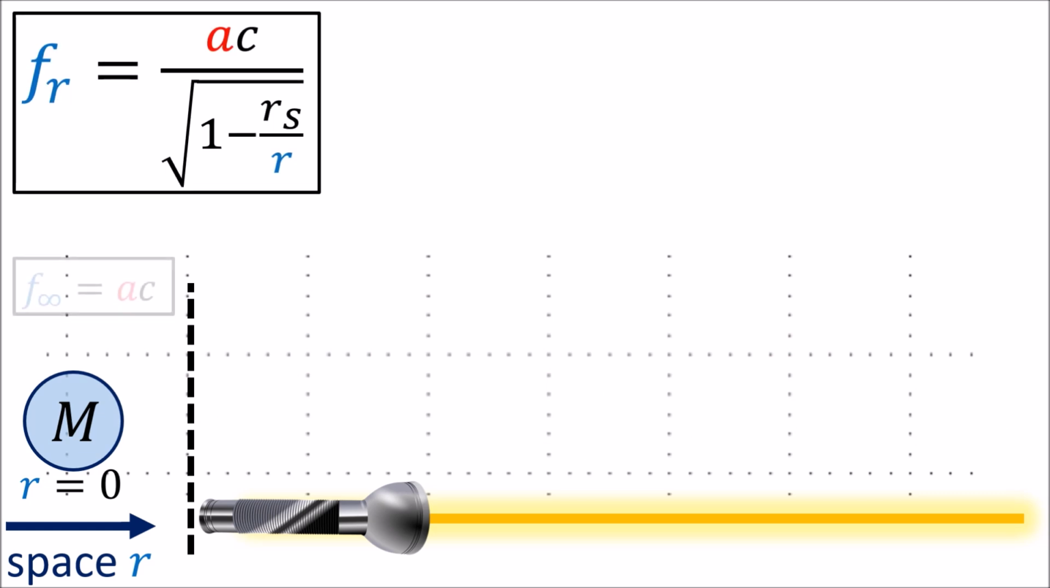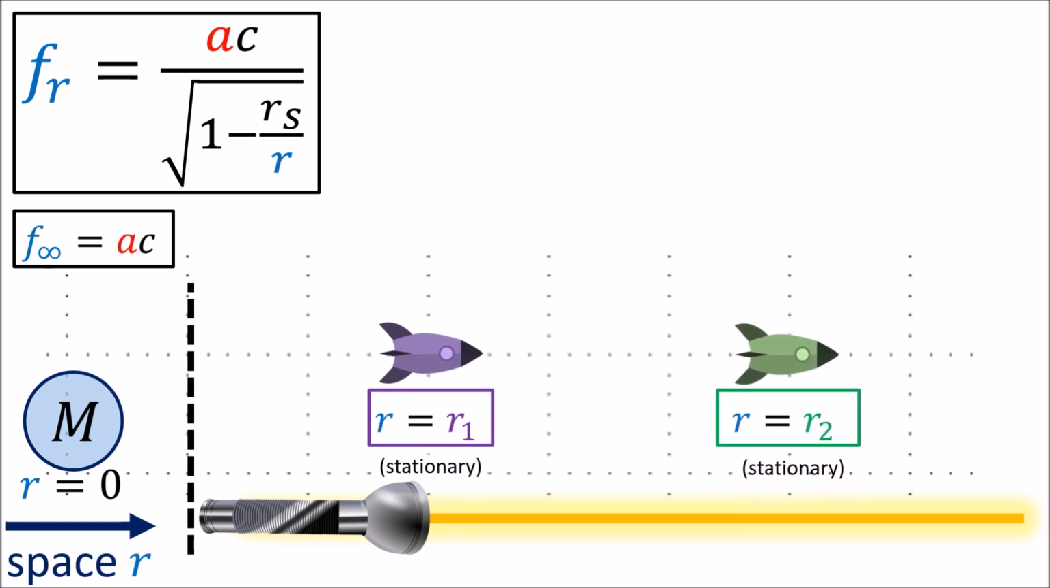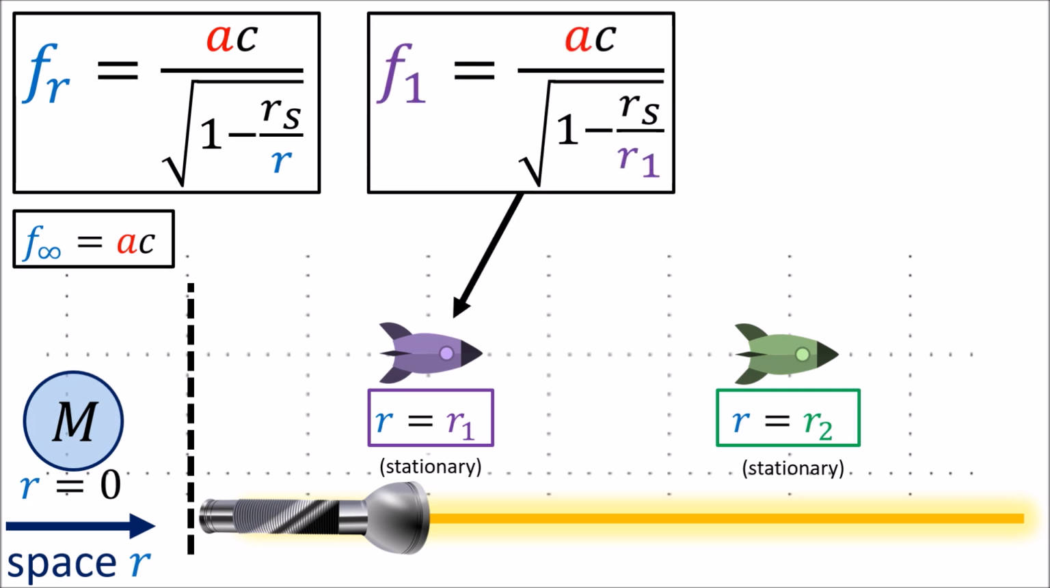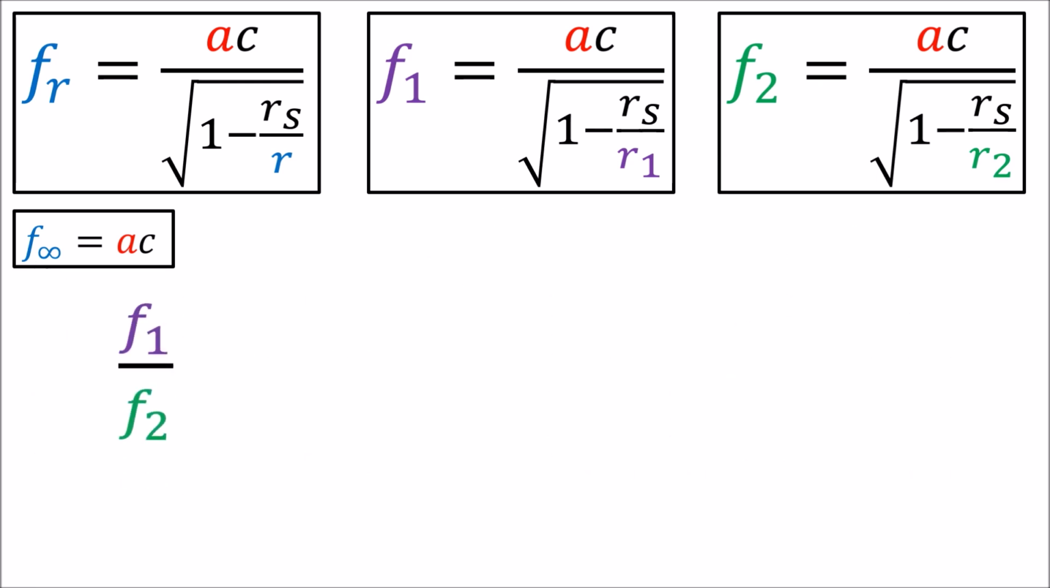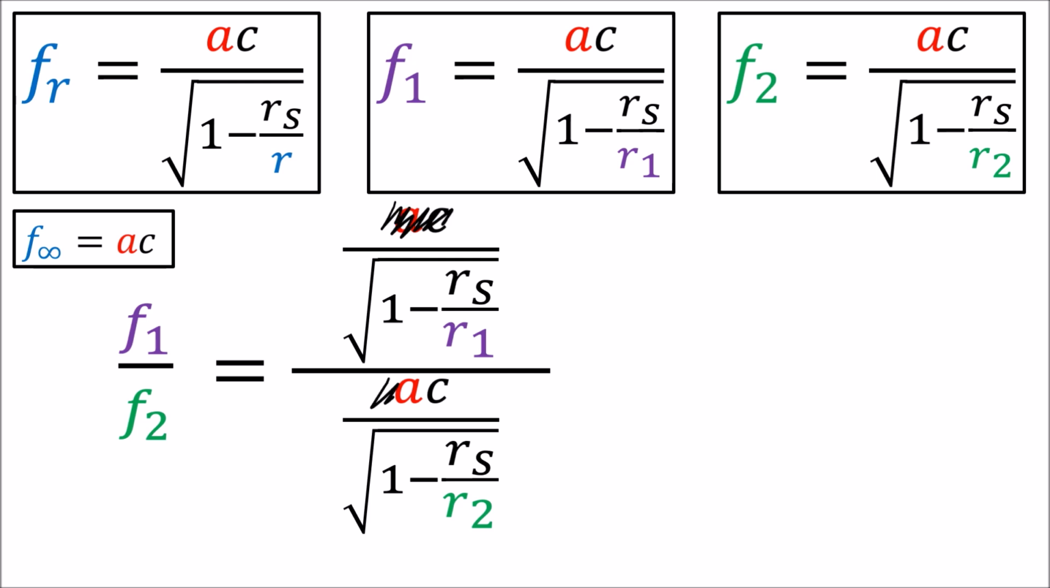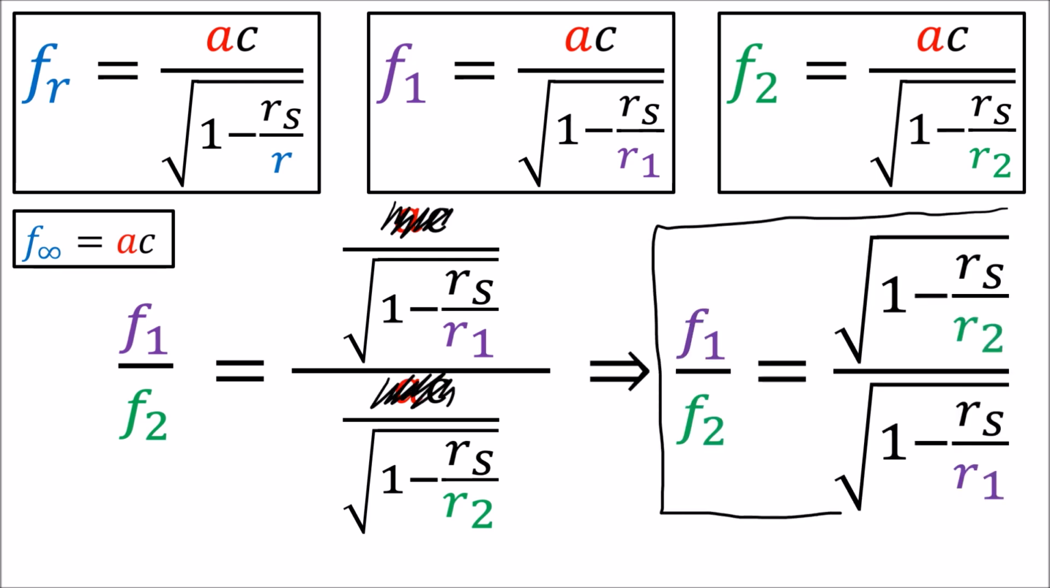So this formula lets us compare the frequency observed at infinity and the frequency observed by a stationary observer at constant position r for a single light beam. But what if we wanted to compare the frequencies for two different stationary observers at constant positions r1 and r2? Well, we can just take their respective gravitational frequency shift formulas and then take their ratio. After some canceling and algebra, we see that this is the formula that determines how two observers at different constant positions near a mass measure the frequency of the same light beam.